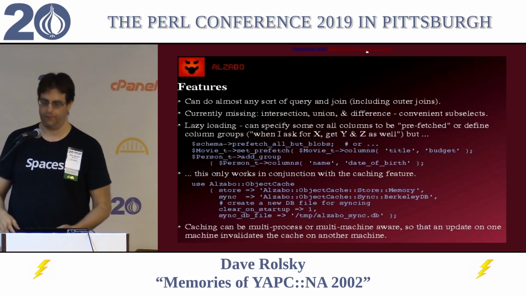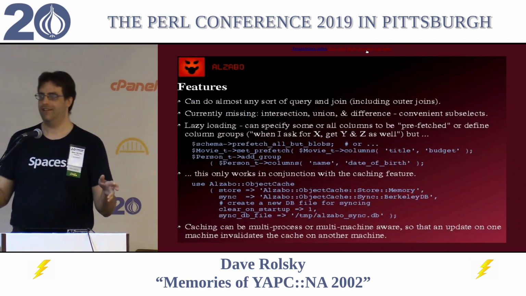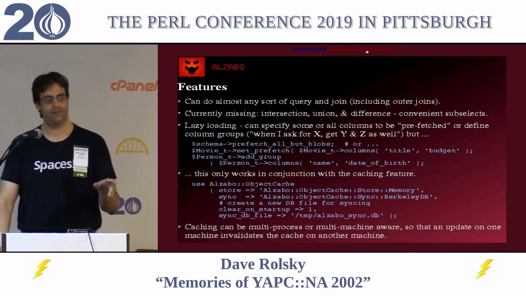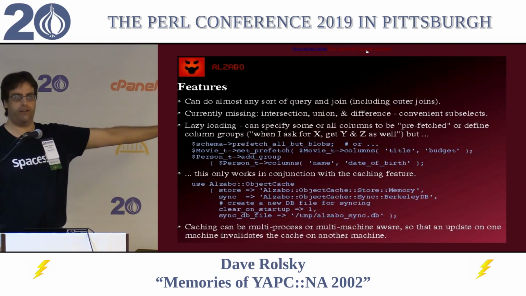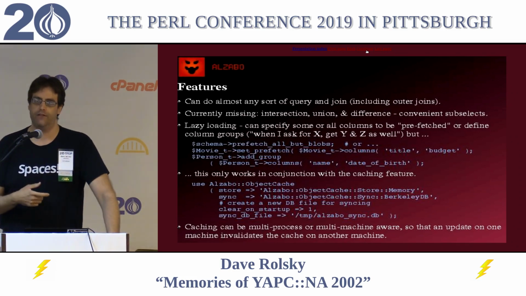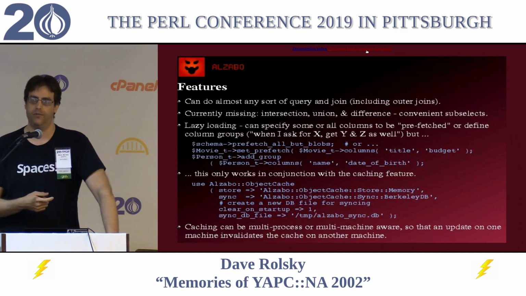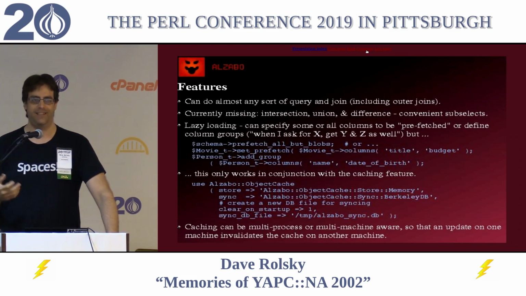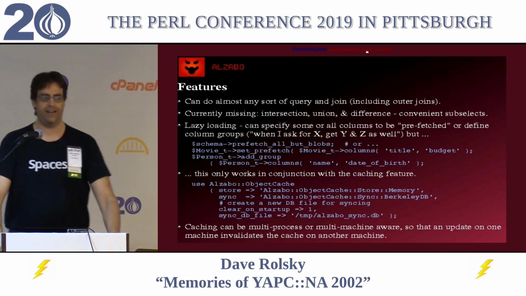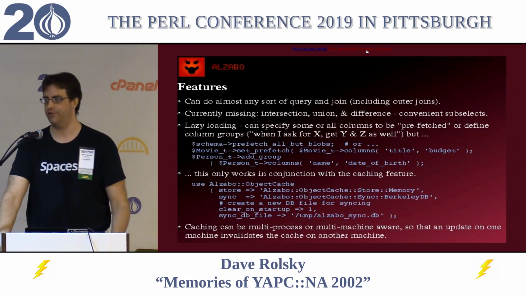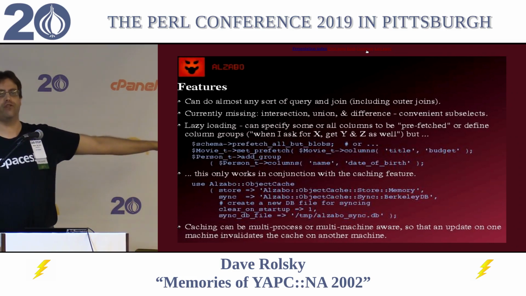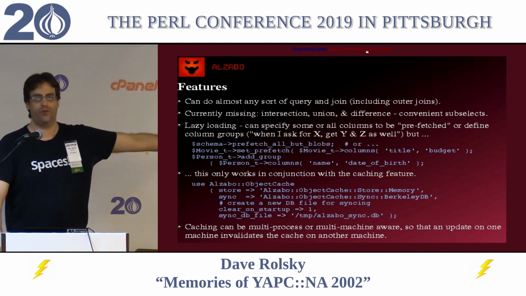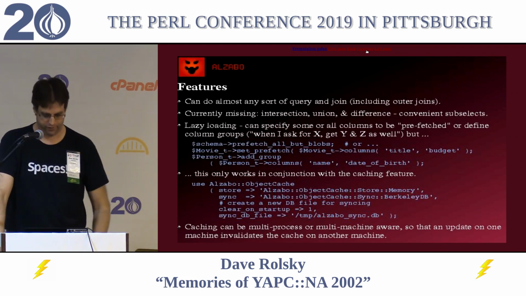And so here's some features. And by the way, these features are still apparently revolutionary because, okay, first feature, can do almost any sort of query and join, including outer joins. Well, I've been trying to find an ORM for Go, and the best one I found doesn't even do outer joins. It's like, come on, guys. I mean, this is basic database stuff. And I thought it was bad because it was missing intersection, union, and difference, which ironically, I've used union a few times. In my career since 2002, I don't think I've ever used intersection or difference.